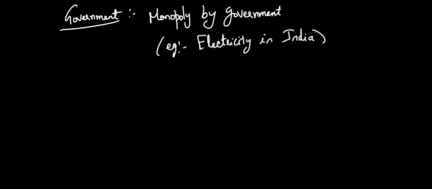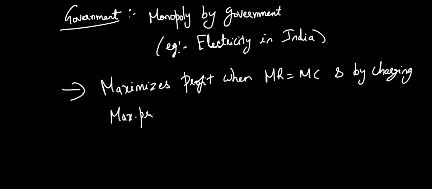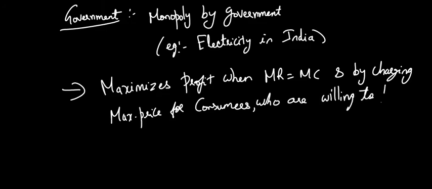Now, let us see about the curve for a monopolistic market. A monopoly maximizes profit when marginal revenue equals marginal cost, which we saw in the previous slide also, and by charging the maximum price for consumers who are willing to pay for that particular output. Now, let us see the curve for monopoly. Again, there are two different axes. X-axis gives the quantity and Y-axis gives the price and cost.